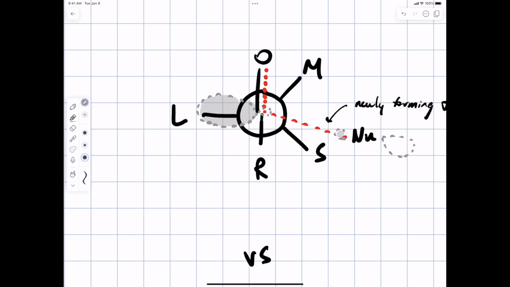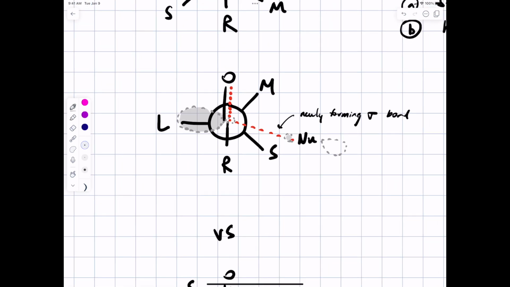Okay. So, you have what in the red dotted line represents the newly forming sigma bond between carbon and the nucleophile, and then this is the newly forming carbon-nucleophile sigma star.